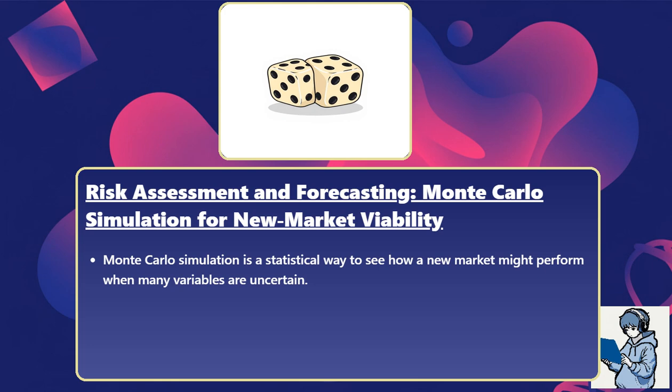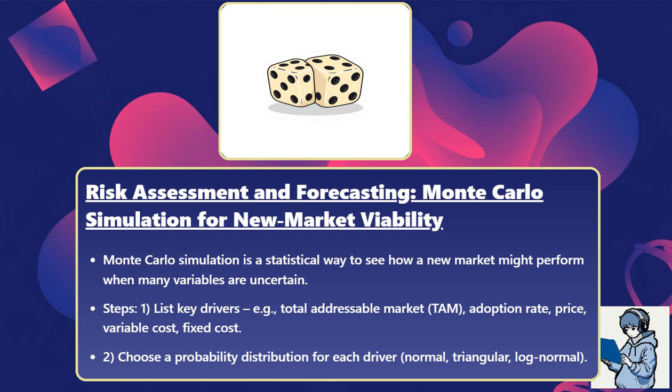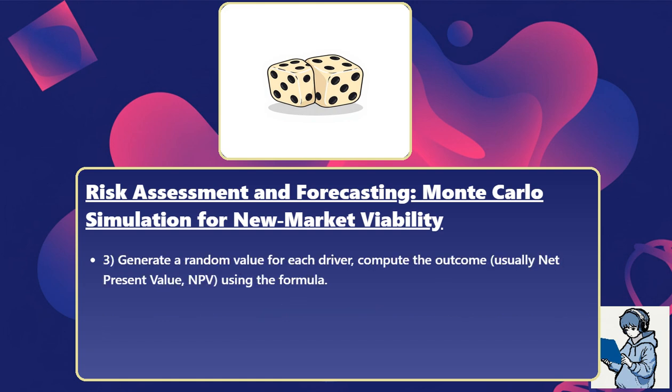Monte Carlo simulation is a statistical way to see how a new market might perform when many variables are uncertain. Step 1. List key drivers, for example total addressable market, abbreviated TAM, adoption rate, price, variable cost, and fixed cost. Step 2. Choose a probability distribution for each driver, such as normal, triangular, or log normal. Step 3. Generate a random value for each driver and compute the outcome, usually net present value, using the formula.